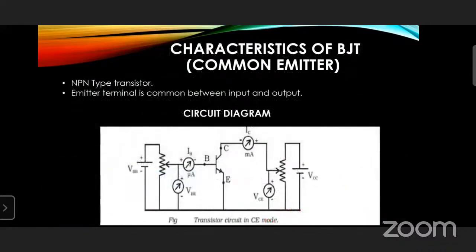Then this is the circuit diagram of common emitter. In this, this is the NPN type of transistor. Here we can see the arrow is towards the emitter, so the current is flowing from base to emitter. This IB is the input current and VB is the input voltage. IC is the output current and VC is the output voltage. Here we can see the base emitter region is forward bias and the collector emitter region is reverse bias. And in this, the emitter terminal is common between the input and output, so the emitter terminal is connected to the ground.